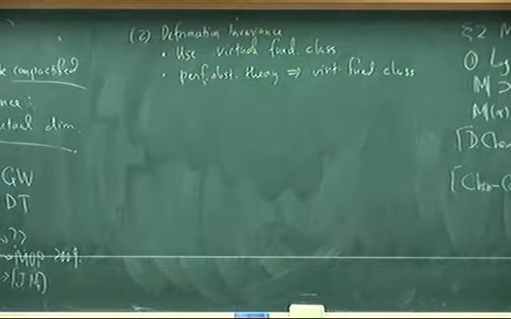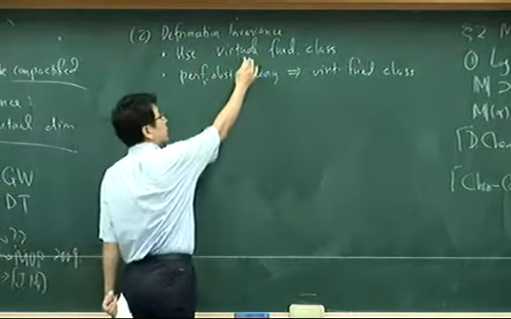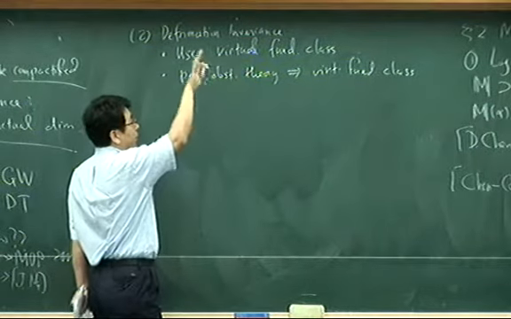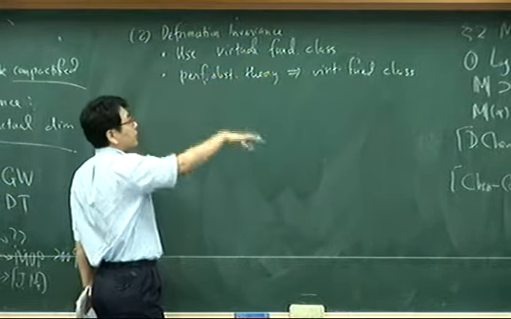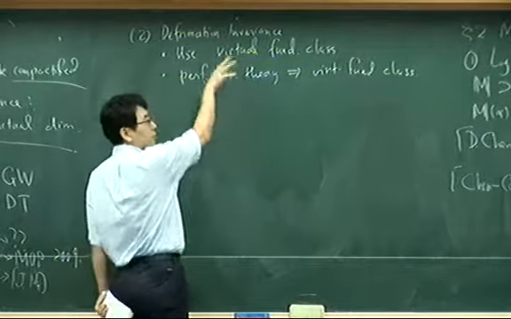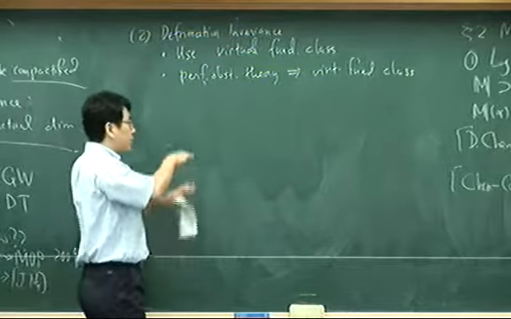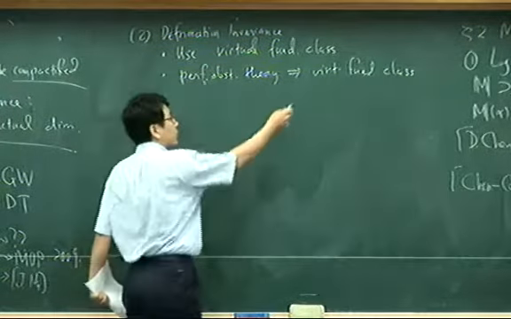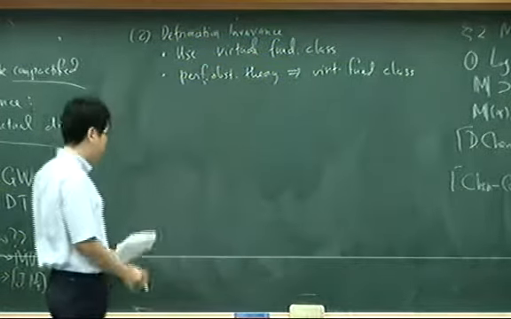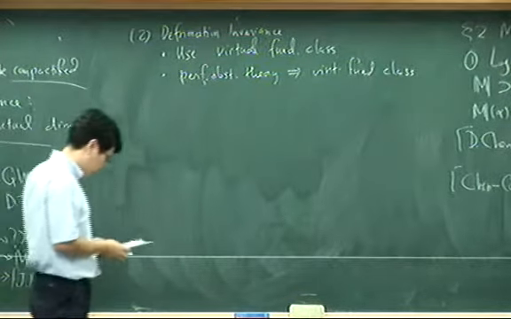Virtual fundamental class in a nutshell is a homology class in the moduli space of the expected dimension, which is deformation invariant in a certain sense. There is a black box which gives you a virtual fundamental class once you know the perfect obstruction theory. What is a perfect obstruction theory then?